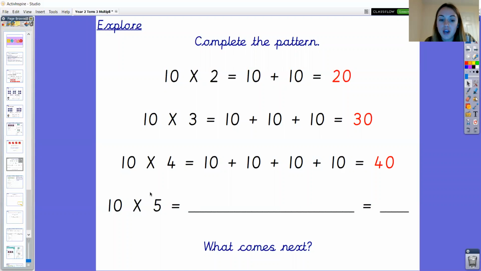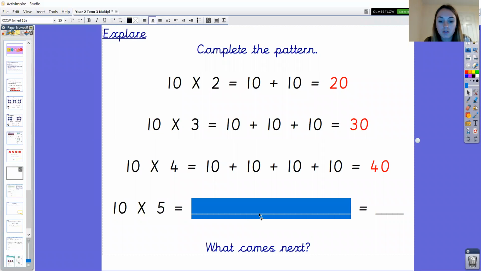Well done. So 10 lots of 5 we know is the same as 5 lots of 10 because it is commutative. Should we practice saying that word together again? Commutative. Well done. I think we'll practice it one more time. Should we whisper this time? Commutative. Brilliant. Well done, Year 2.